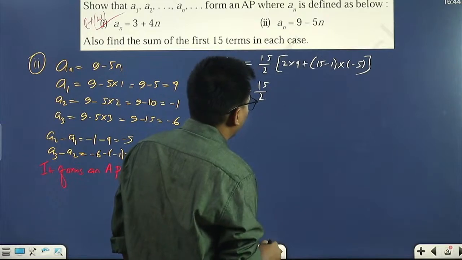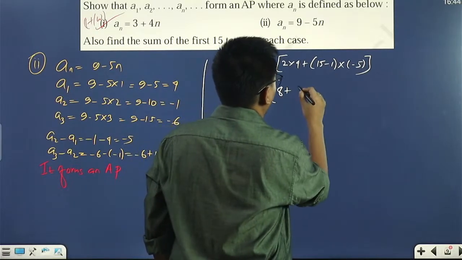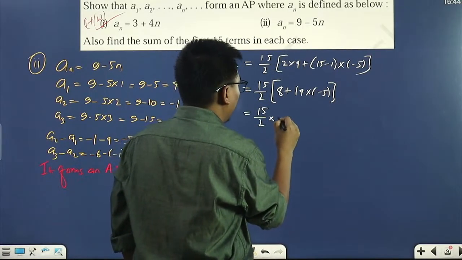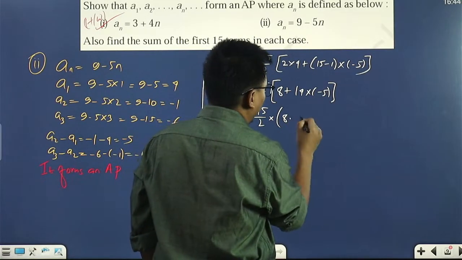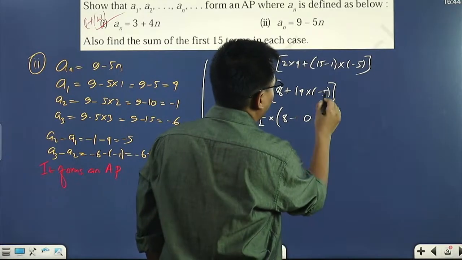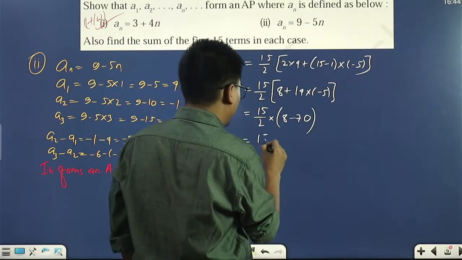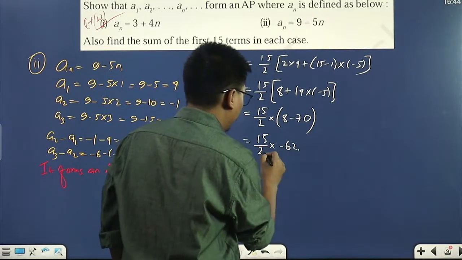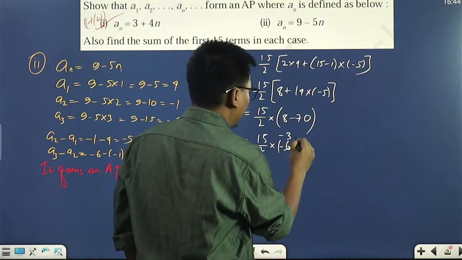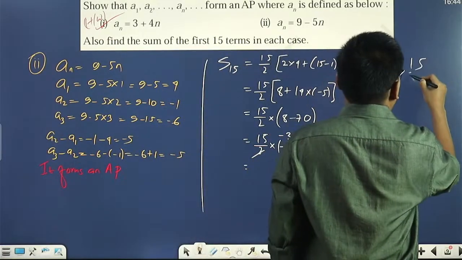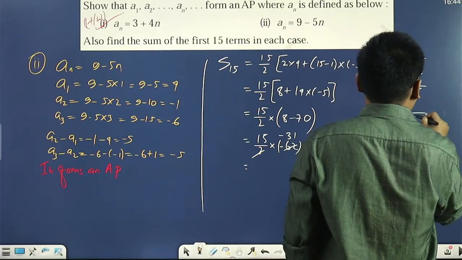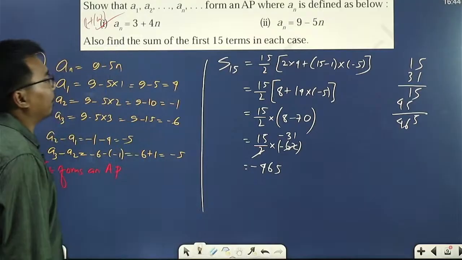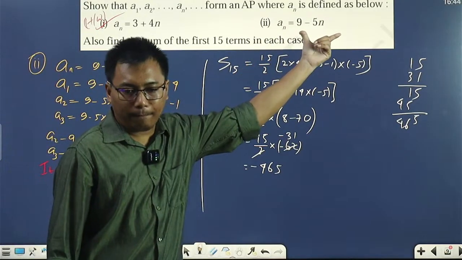2 4s are 8. 15 minus 1 is 14 into minus 5. So 15 by 2 into 8 plus, into minus will be minus, 4 5s are 20, 0 and 2. Minus 62. So this will give us minus 31. So multiply this. Minus 465. This will be the sum of the first 15 terms for this AP.